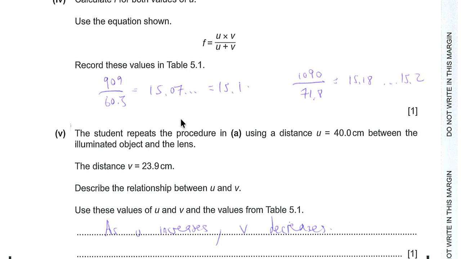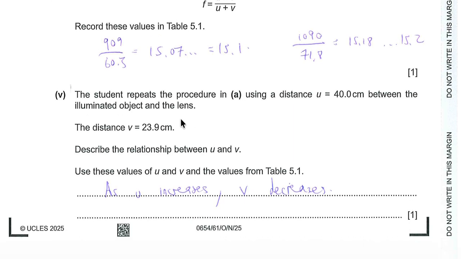We do not need to say they're inversely proportional. We don't need to say they're directly proportional. We just need to say one goes up, the other one goes down.